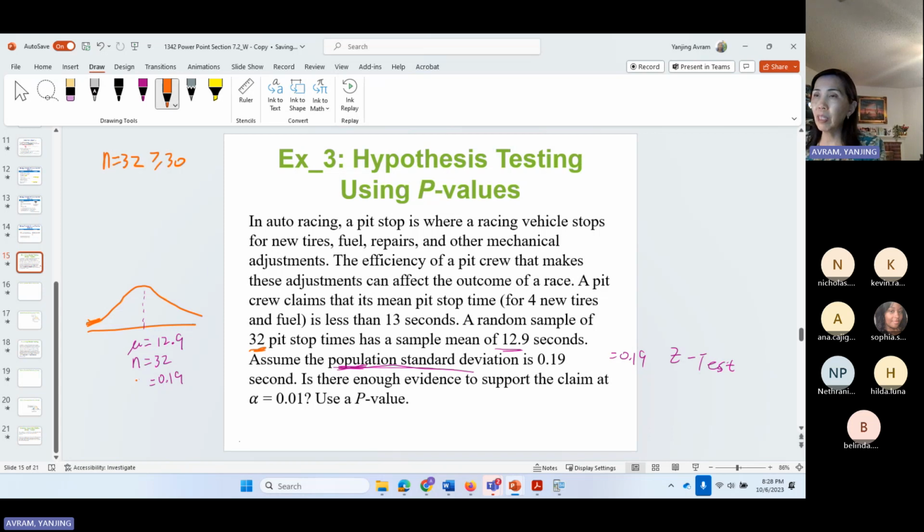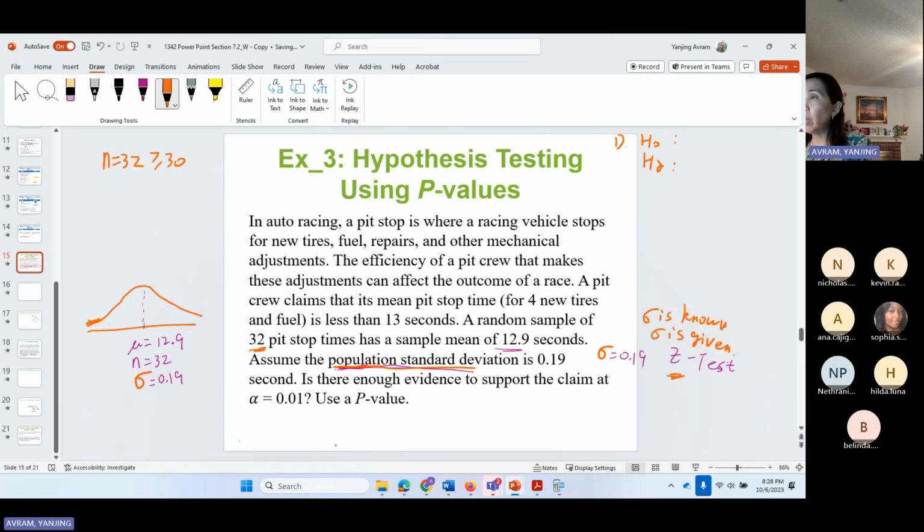Mu is the mean. Sigma is 0.19. So that is the population standard deviation. This sigma is known, or sometimes we say sigma is a given. Since sigma is given, we're going to use the z-test here. And we're going to need to write down the null and alternative hypotheses. That is our next step.